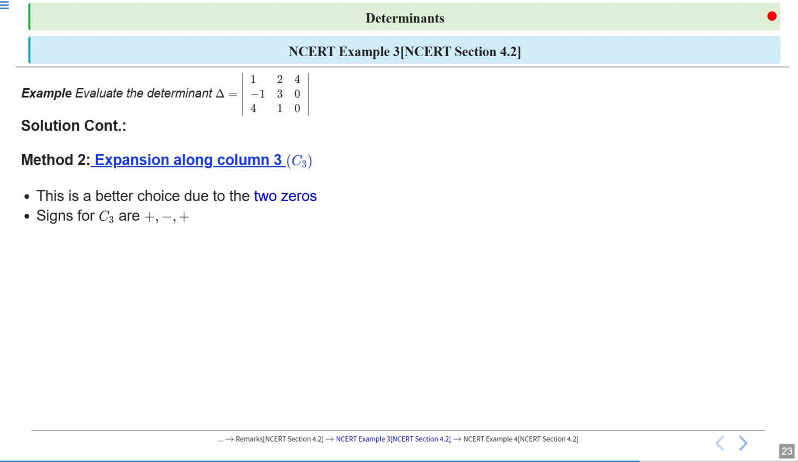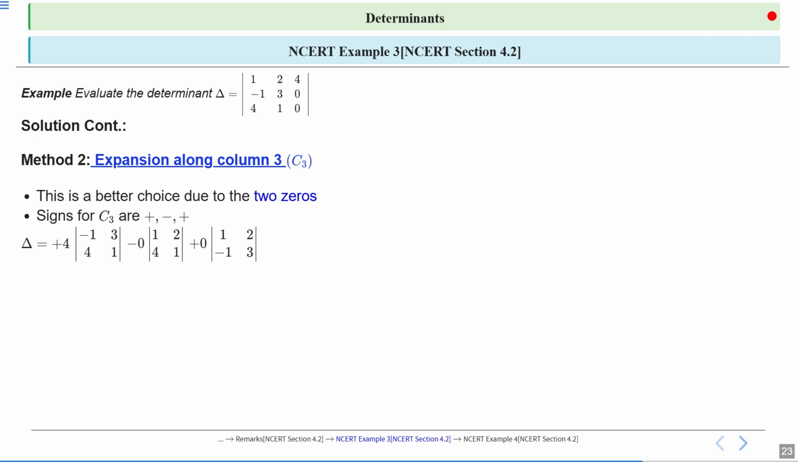Then 0 is present at position A23, and 2 plus 3 is 5, which is odd, so it becomes negative. And 0 is present in position A33, and 3 plus 3 is 6, which is even, so the sign is positive. So the determinant is equal to 4 into the determinant of the matrix we get by cancelling the first row and third column, that is minus 1, 3, 4, 1.